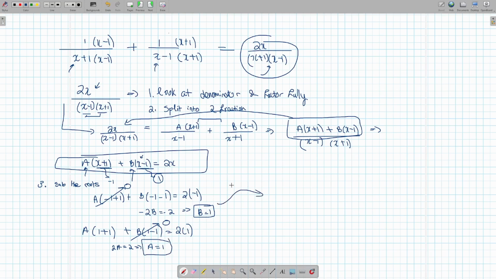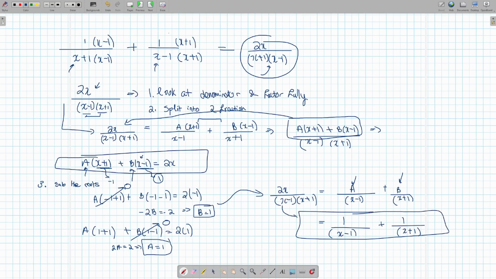And you can now substitute this back into our partial fraction. So 2x over x minus 1, x plus 1, this was our original fraction. We can split it into a over the first factor plus b over the second factor. We found out that a and b are both 1, so we can say that it's 1 over x minus 1 plus 1 over x plus 1. Perfect. Just like that, you just split your fraction into two smaller fractions, partial fractions. That's what we call it.